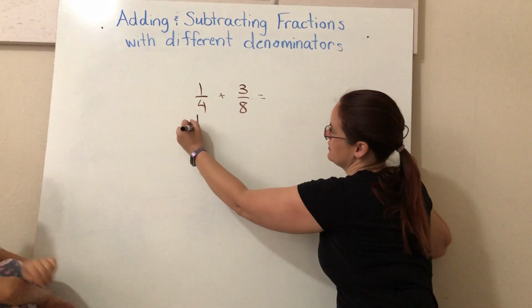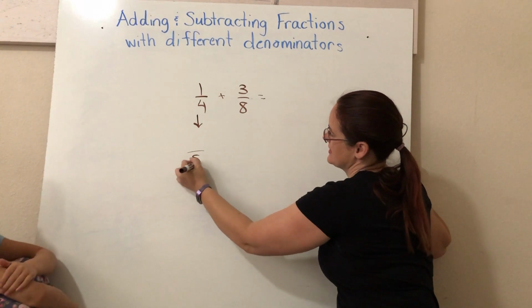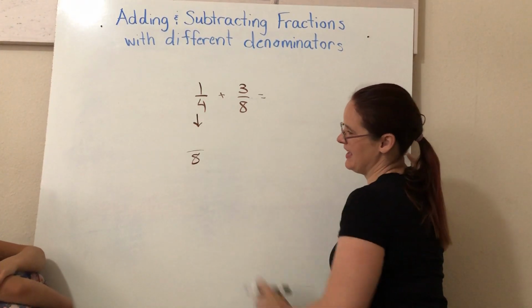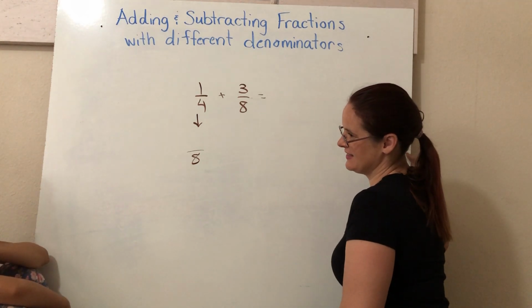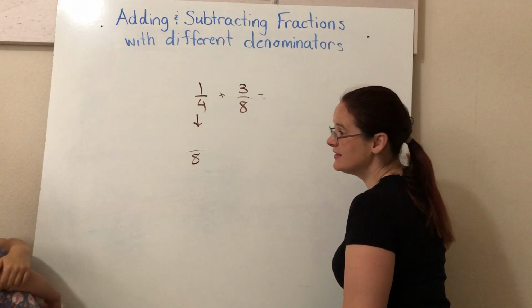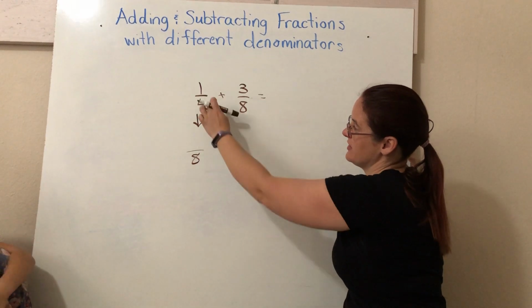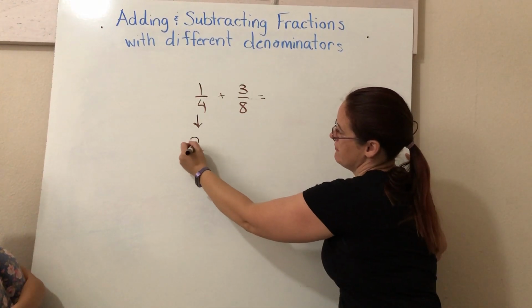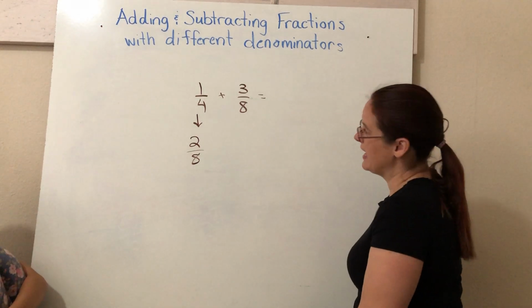So I can turn 1/4 into some number of 8s. What do I have to multiply times 4 to get 8? 2. 4 times 2 is 8. So whatever I do to the bottom, I have to do to the top. 2/8. So 1/4 is the same thing as 2/8.